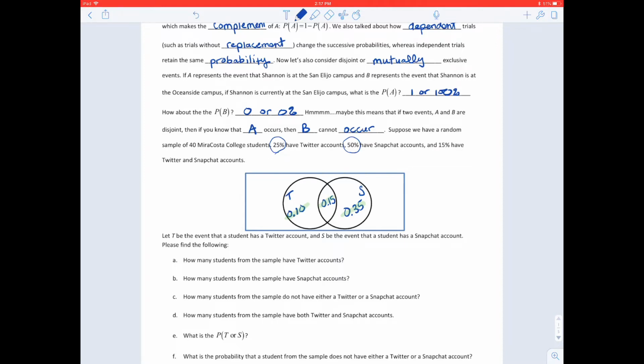So adding up the 0.35, the 0.15, and the 0.10, we got 0.60. Have I reached 1 yet? No, right? So what does that mean? That means that there are students out there that don't have Twitter or Snapchat accounts, and that's what the rest of the box is for. By the way, this is called a Venn diagram.